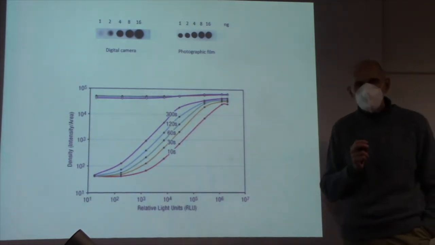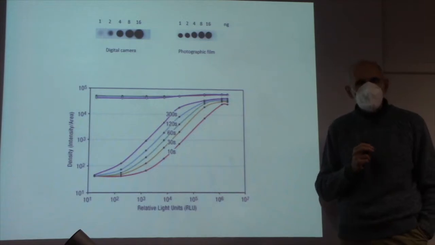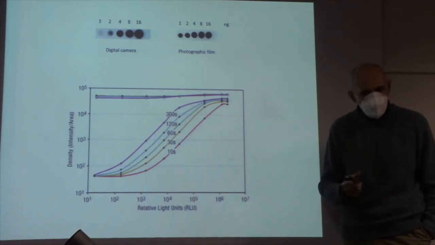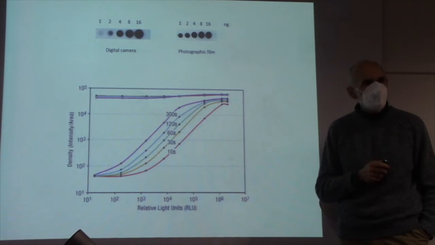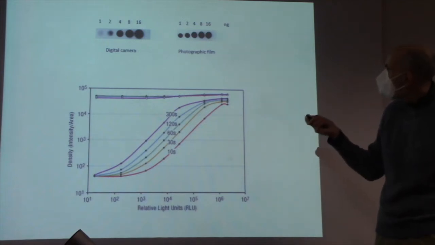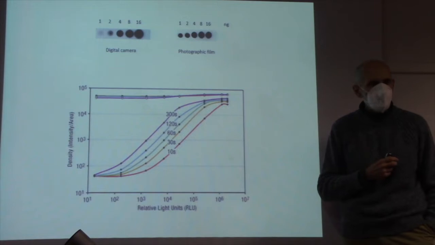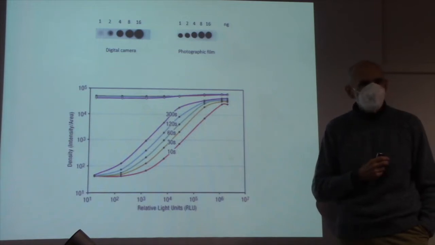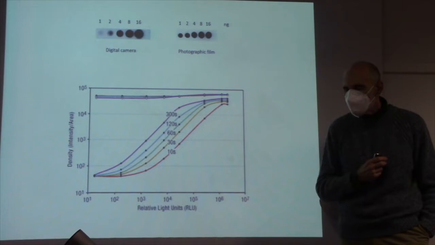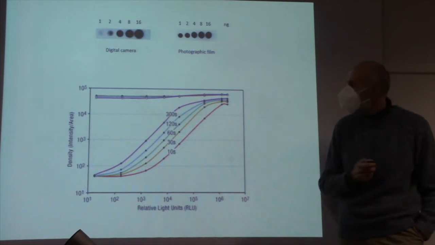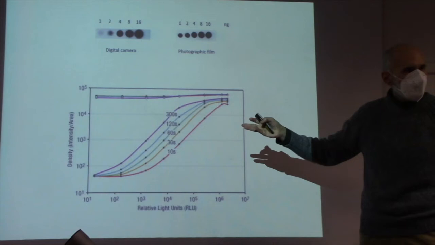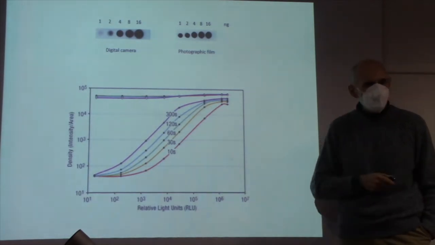So why am I showing this relatively simple example? Again, to underline the fact that you should know, first of all, the virtues, and then the limitations of your method. Because, for example, when photographic films were the usual way to detect blots, it happened very often that people came saying, you see, we have equal amounts of the protein in all of the lanes in the blot.